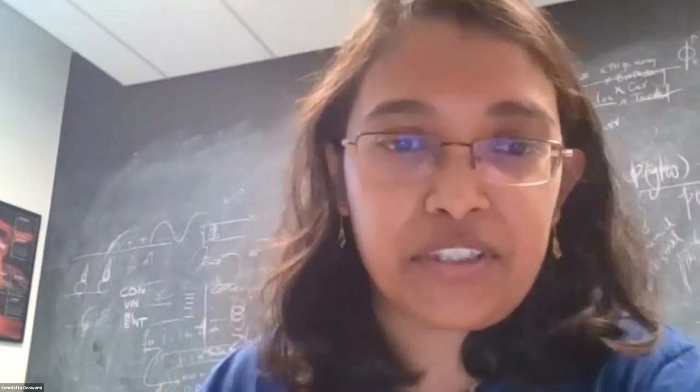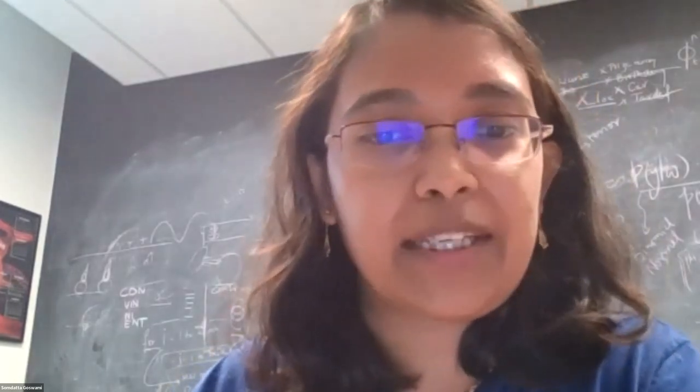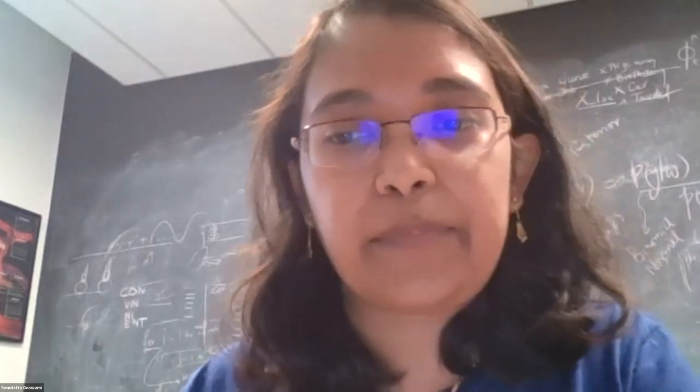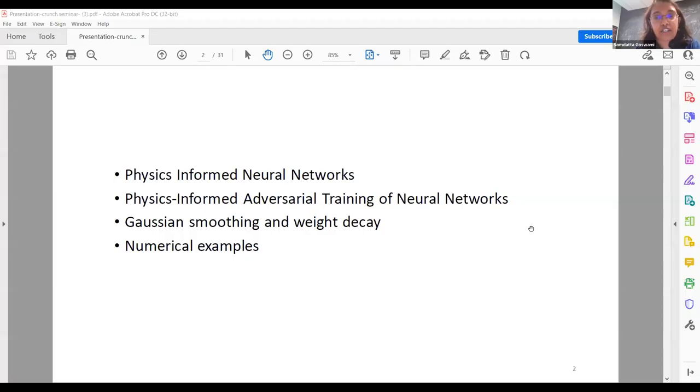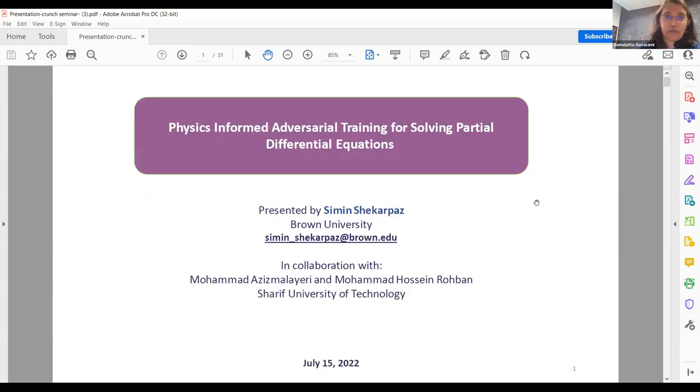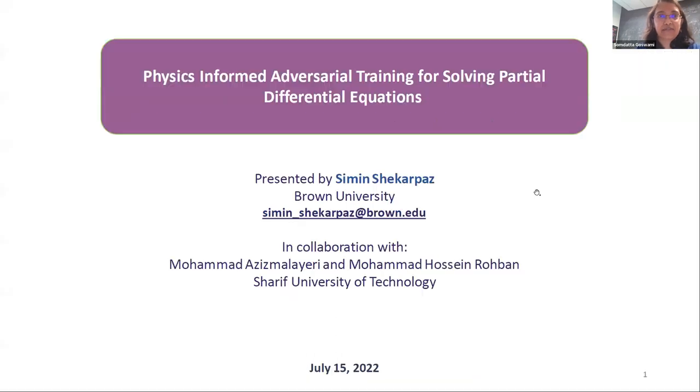Sure. So a little bit about her. She received her PhD in applied mathematics from Shahid Beheshti University, Tehran, Iran, in 2017. After her PhD, she worked at Sharif University of Technology as a postdoctoral researcher in the field of machine learning. And currently, she's one of our teammates at Crunch from March 1st. Her research interests include scientific machine learning for inverse problems. With that, I would like to give over the floor to her.